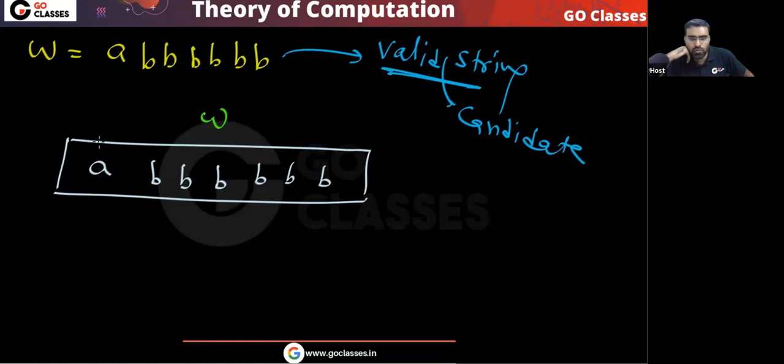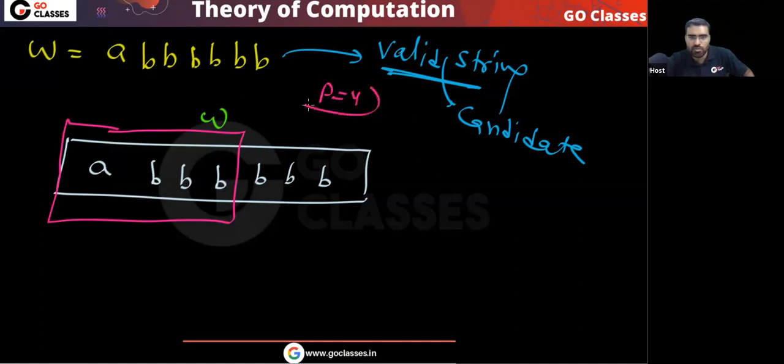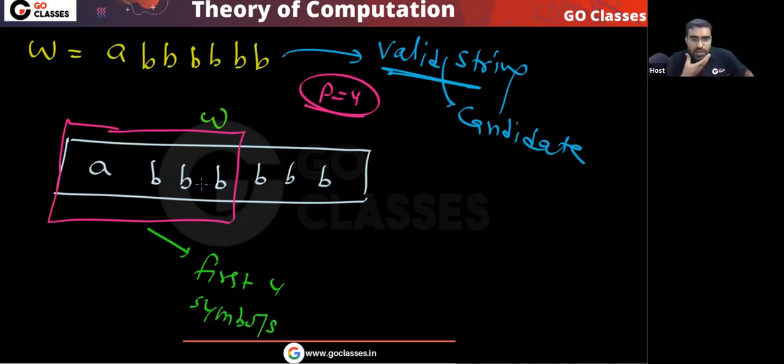In which area will you check the pumping part? In the first 4 symbols, because remember, our P is equal to 4. We are checking this P equal to 4. So within this, these are the first 4 symbols. In these 4 symbols, we need to find out which part we can pump.